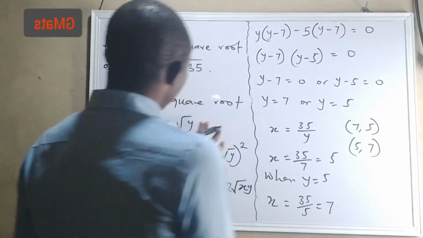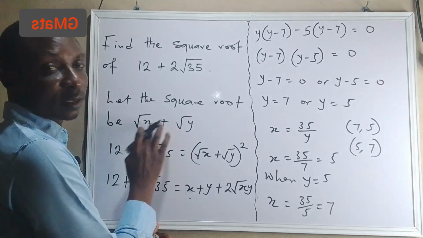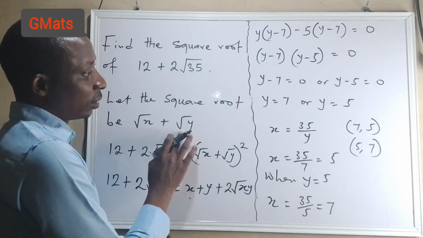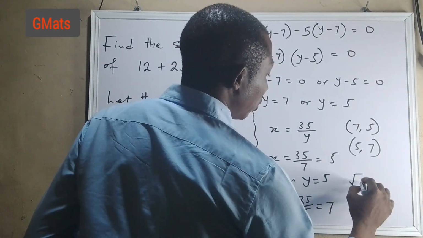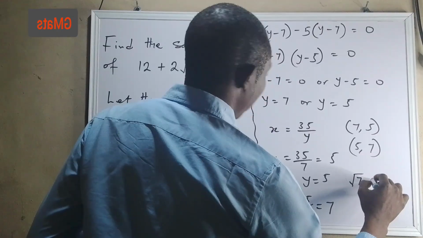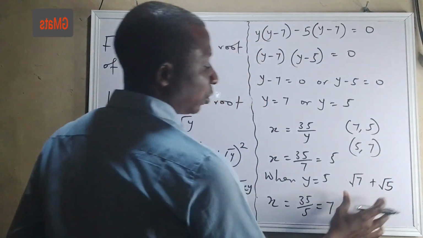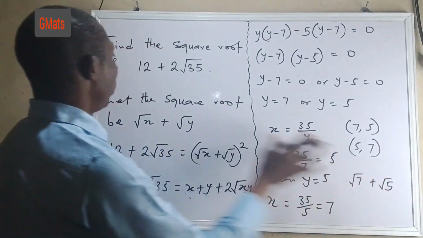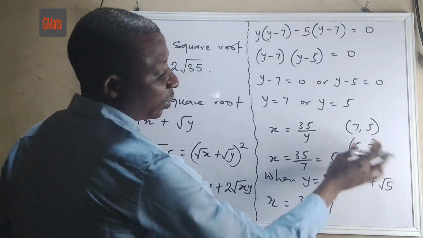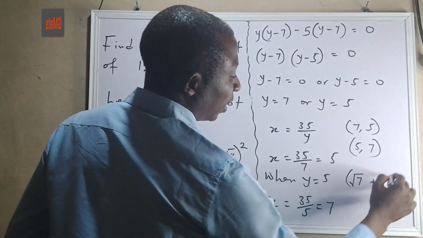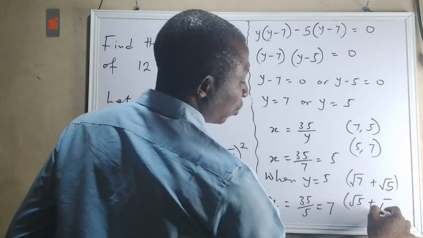Now, the square root of this number is square root of x plus square root of y. So now we have square root of 7 plus square root of 5. This is going to be the square root of this number. For the second pair, we also have square root of 5 plus square root of 7.